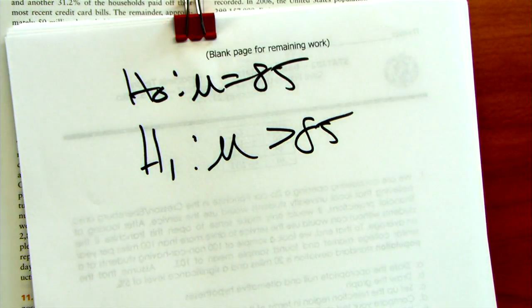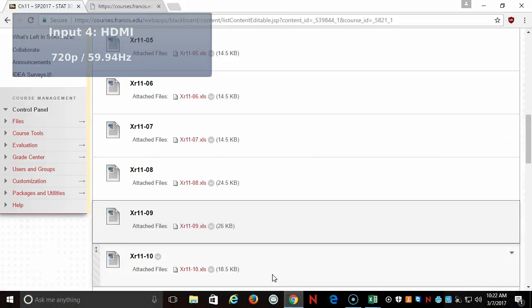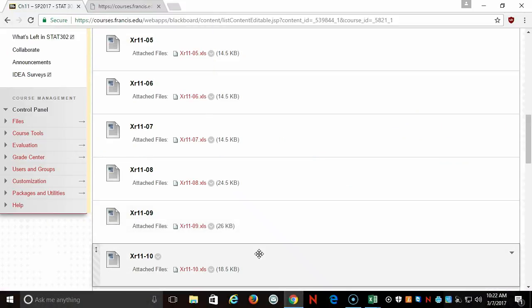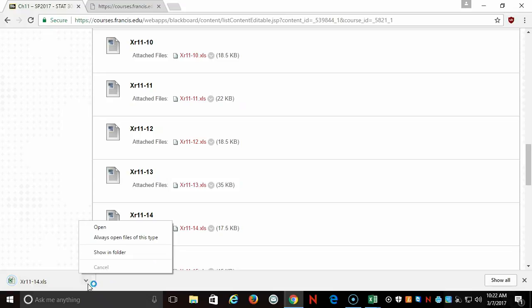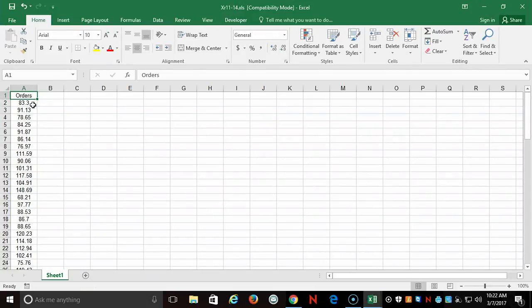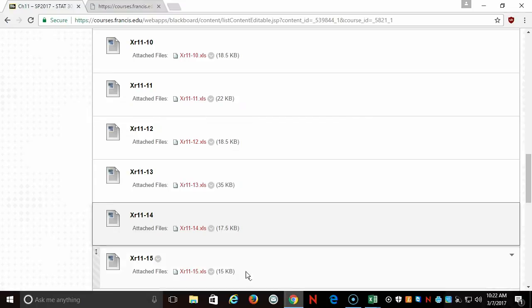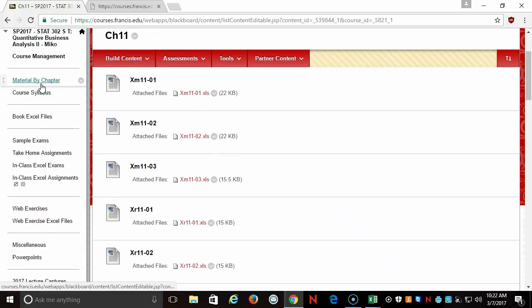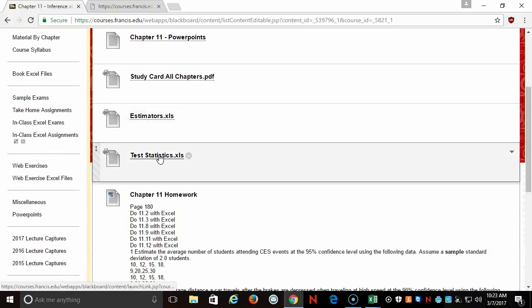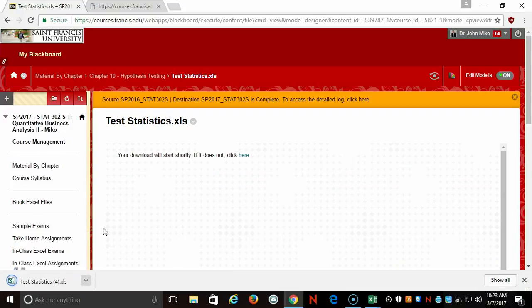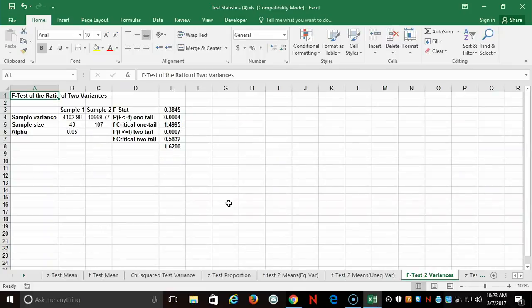So let's go look at the data. I'm going to go to Blackboard. This is number 14, XR11-14. And we have recorded the results. Here are the orders. The first one was $83.30, then $91.13. I'm not going to use the estimator workbook. I am going to go to chapter 11 and use the test statistics workbook, because I'm testing something, not estimating something. And specifically, what tab do I want to use in this workbook?